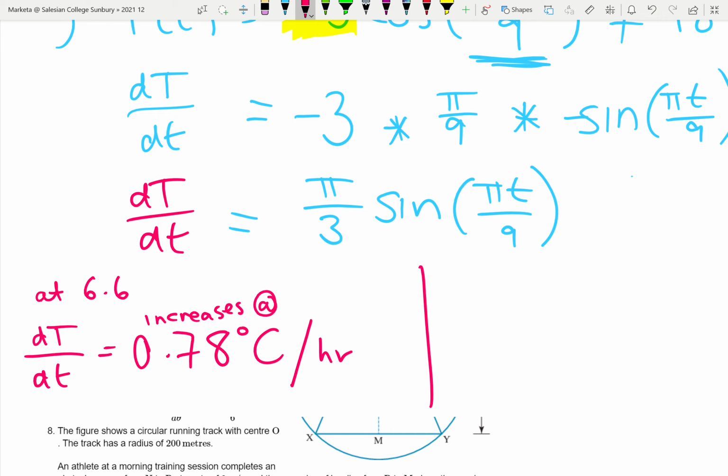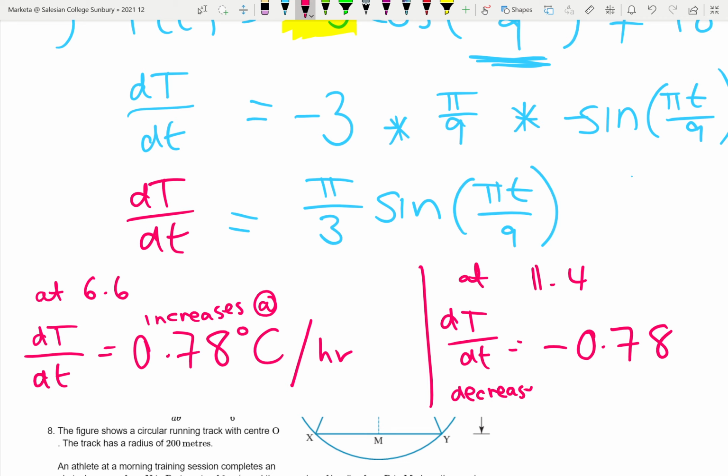For when it's 11.4, dT over dt is going to be negative 0.78. So we can say, well, it's negative, so it decreases at 0.78 degrees Celsius per hour. So make sure you put your units in and that you answer in an appropriate way.